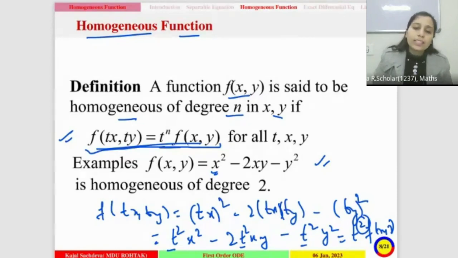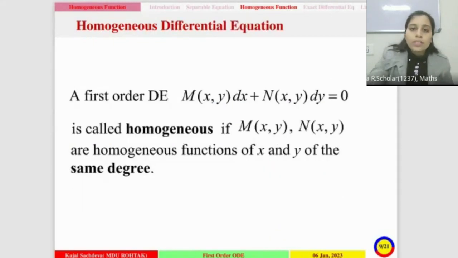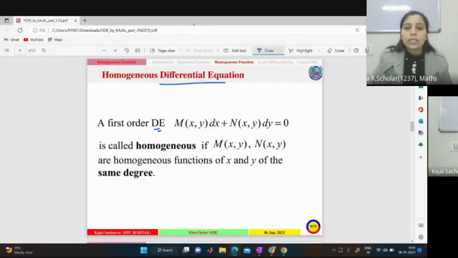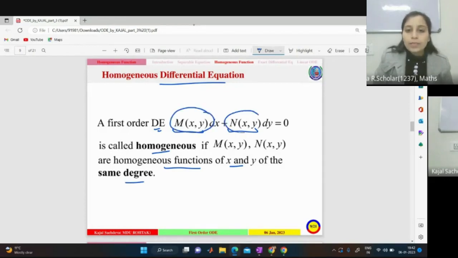Also, we can check this by only checking its degree. Here the degree is 2. Also here 1 plus 1 is 2, and also here it is 2. So this is a homogeneous function. Now after the homogeneous function, what is a homogeneous differential equation? A differential equation is said to be homogeneous if both coefficients are homogeneous functions of x and y of the same degree. The function with dx and the function with dy should both be homogeneous of exactly the same degree.